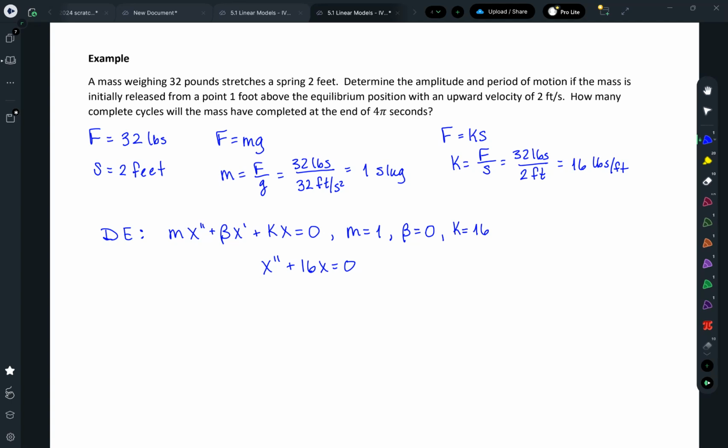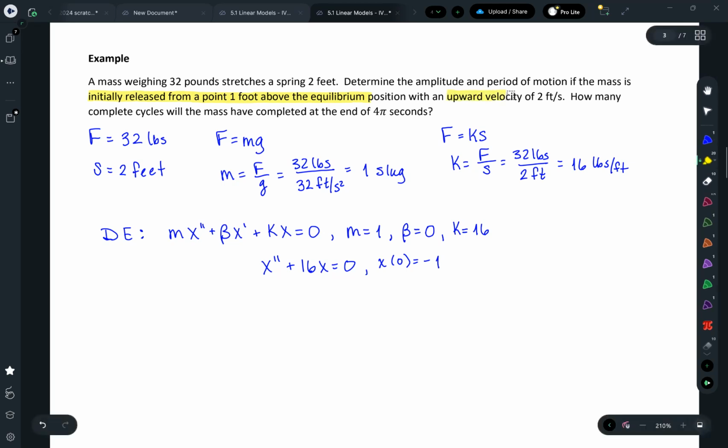Now, reading further. Determine the amplitude and period of motion if the mass is initially released from a point 1 foot above the equilibrium position with an upward velocity of 2 feet per second. So I'm not going to determine the amplitude and period of motion yet, but I am going to use the information they gave me about the initial release and the upward velocity. So the initial release is from a point 1 foot above equilibrium. That means that x of 0 is equal to -1.